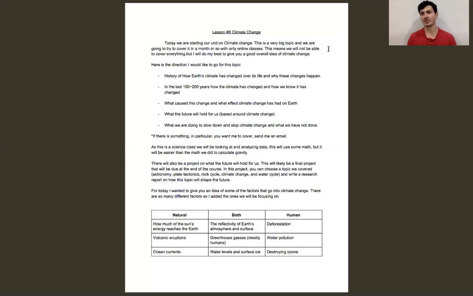And then I want to finish with how what we are doing right now to slow down and stop climate change, and what we are not doing. So what we are failing to do that we need to do if we're going to make a big difference. And I want to try my best to take a science approach to this topic. But I think it'd be interesting as well to look at the politics behind this in a short lesson, to look at why these changes maybe aren't taking place.